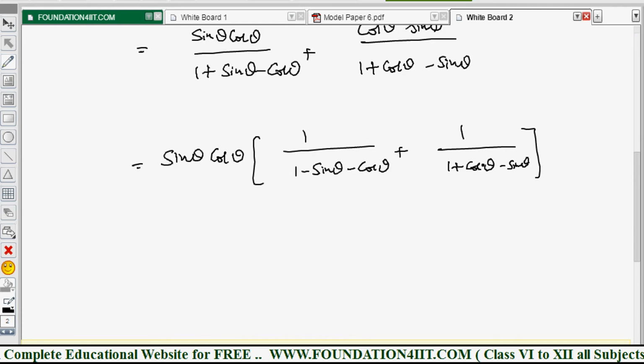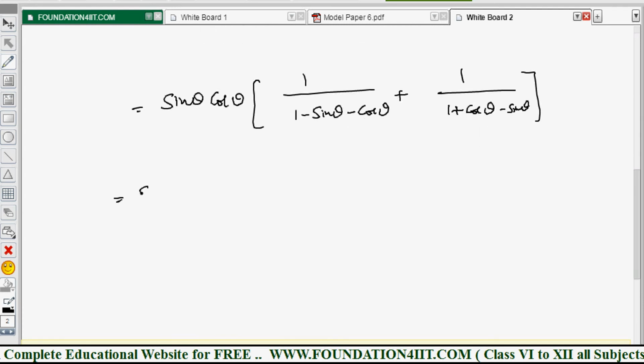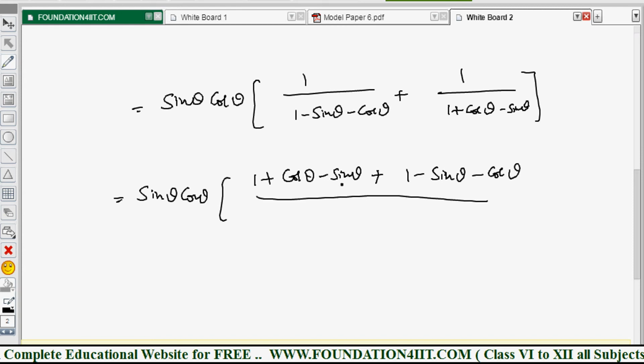Just take the LCM in this bracket, and some terms get cancelled. So sin theta into cos theta, here is the first numerator into the next fraction's denominator. So finally we will get 1 plus cos theta minus sin theta plus again 1 minus sin theta minus cos theta. Fraction denominator, cross multiplication, again both the denominators you multiply. That is 1 plus common, then sin theta minus cos theta.